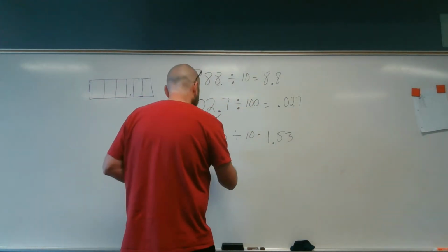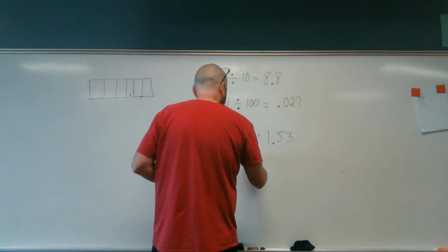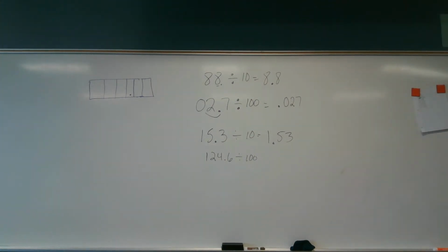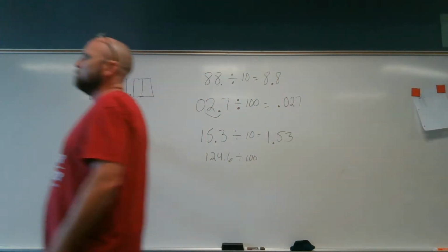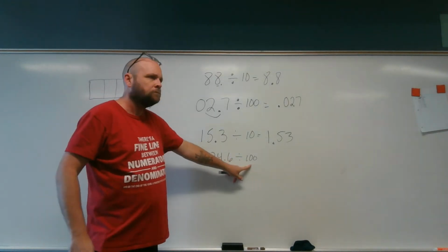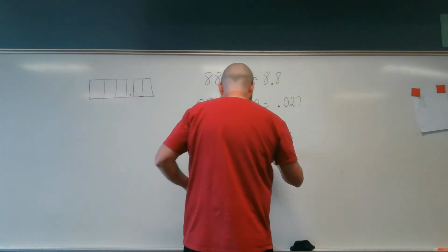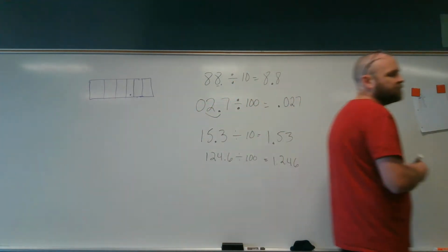One more. Let's go, 124 and 6/10 divided by 100. 124 and 6/10 divided by 100. Maddie! I have to move my decimal point to the left. How many times, Maddie? 1. Wait, 2 times. 2 times. So in front of the 4, now in front of the 2. So it's going to equal 1 and 246 thousandths.